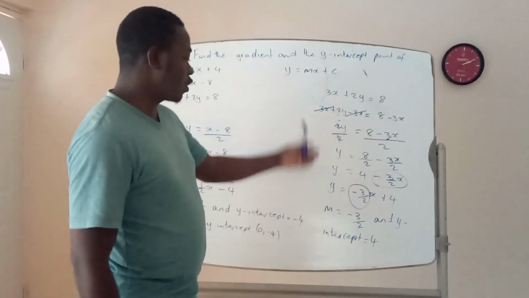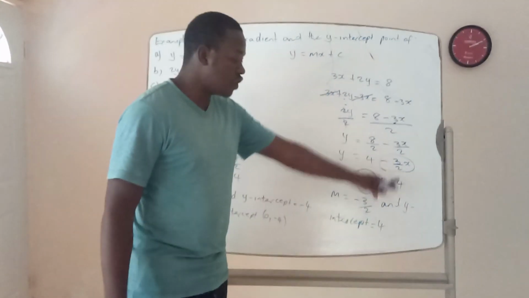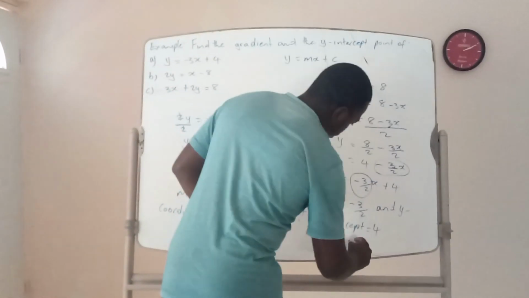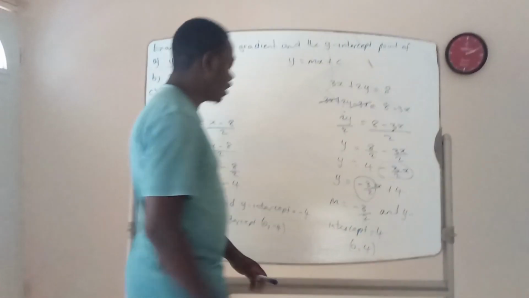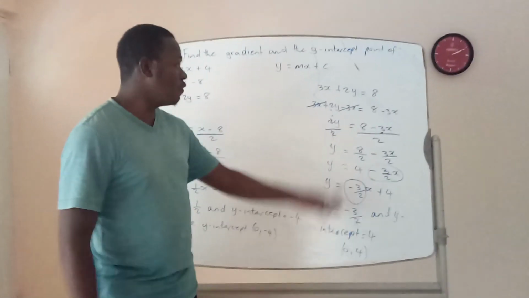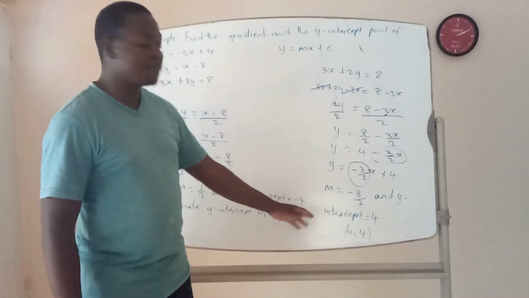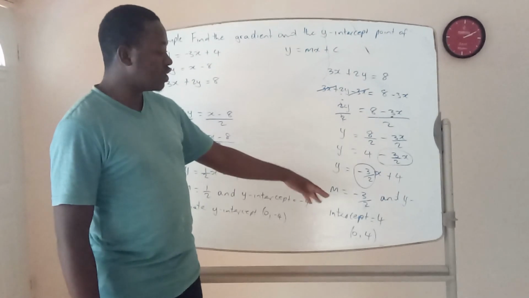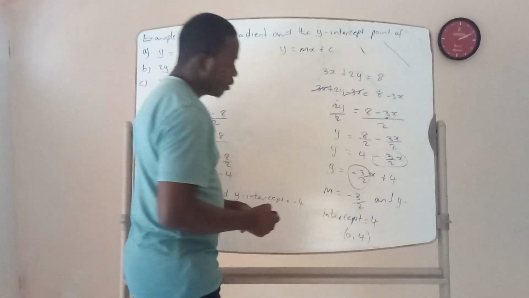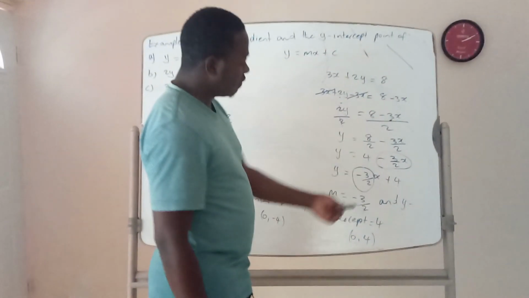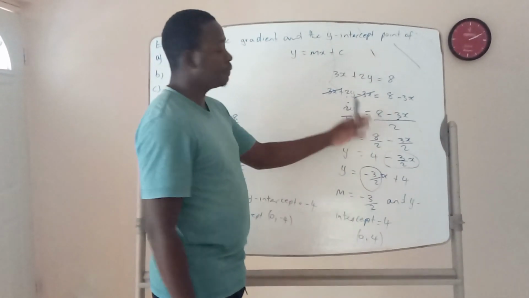And again, for the fun of it, we can state the coordinate of the y-intercept, which is just (0, 4). And that's the coordinate of the y-intercept. So if you were asked to sketch this graph, the graph would cross the y-axis at (0, 4). It will have a negative slope, that means it will slope in this direction, and the gradient of that slope will be negative 3 over 2. Alright?